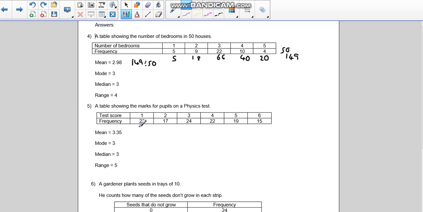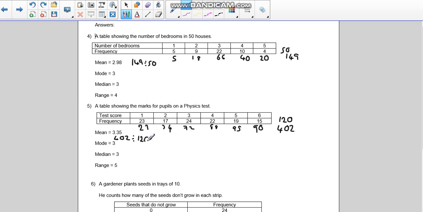Similarly here, you should have 23 here, 34, 72, 88, 95, and 90. So our total here is 402, the total frequency is 120, so the mean is 402 divided by 120, which comes out as 3.35.